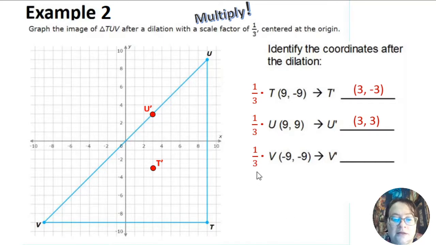Last one, 1/3 times point V. -9, -9. So 1/3 times both of these numbers, which is -3, -3. And here, we put at -3, -3, point V, or point V prime, excuse me. And then I connect my lines. So T to U to V, back to T. We see we have the same triangle, just smaller.